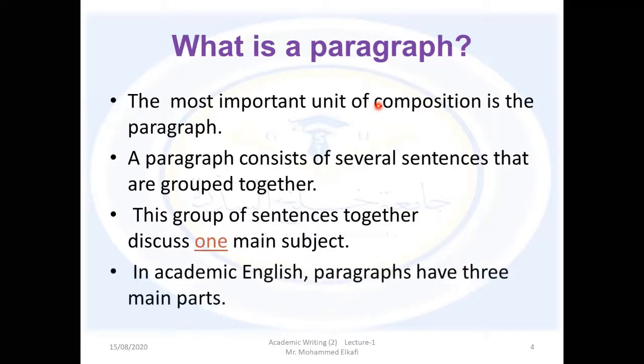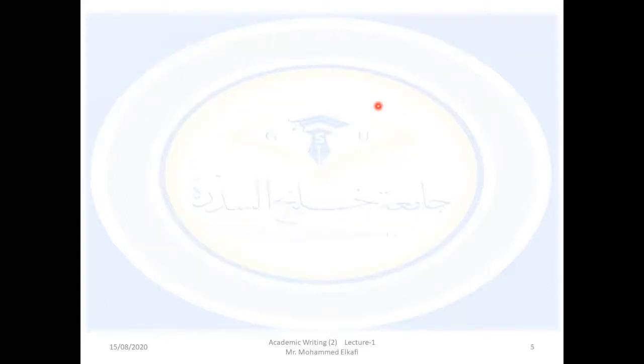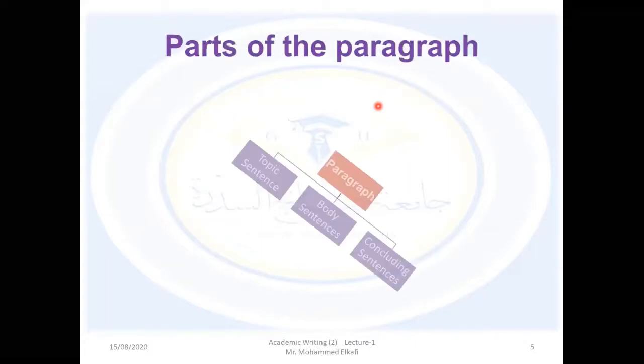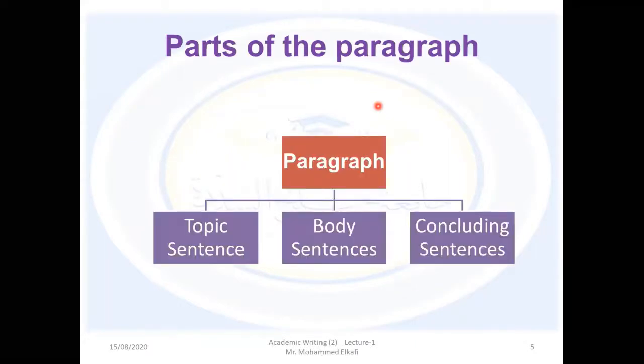In academic English, paragraphs have three main parts. The first part is the topic sentence, the second part is the body sentences, and the third part of the paragraph is the concluding sentence.